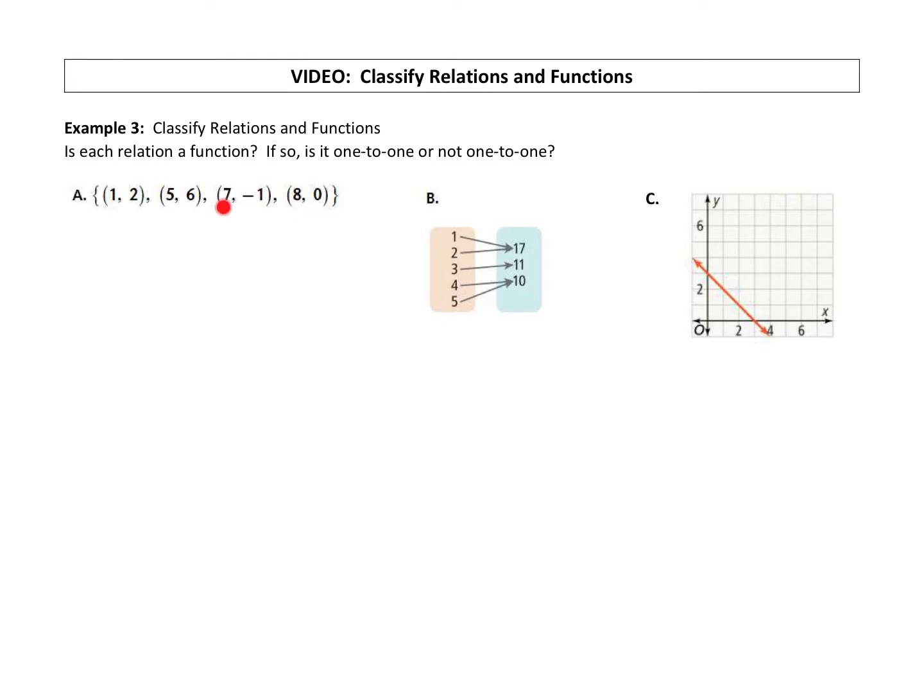We do not. Here we have our 7, our input of 7. Is that mapping to any other outputs? It is not. And then we have our 8. Is the 8 mapping to any other outputs? And it is not. So this, yes, is a function.